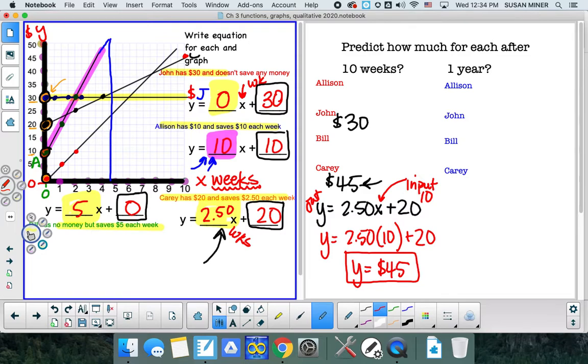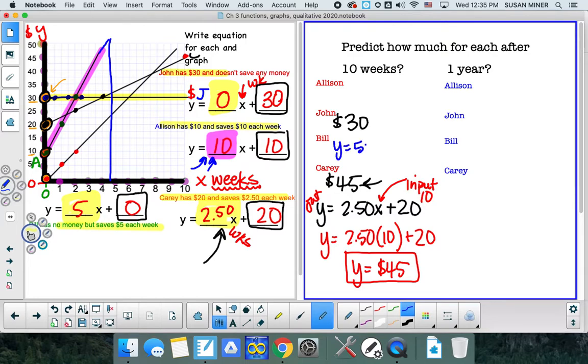So Bill's equation is y equals 5x plus 0. If I input a 10 into here, then I'm going to get out $50. Was that your guess? How'd you do? Okay. All right. So we can get an estimate from our graph and then use our equation to be very accurate.